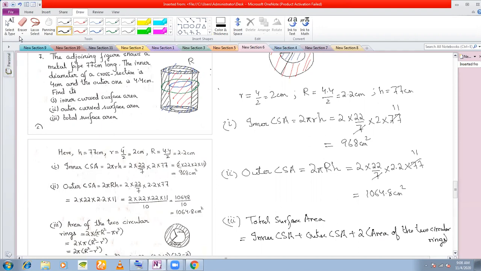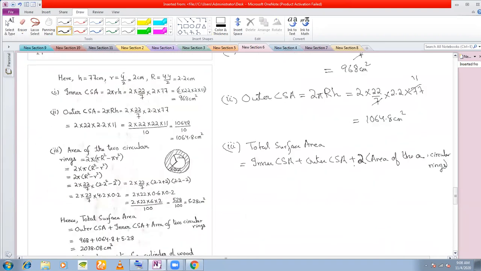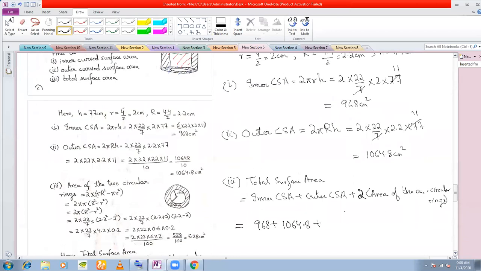Area of a circular ring, not two, because I have already written a 2 here. Okay, so the inner curved surface area we have calculated to be 968. The outer, we have calculated to be 1064.8. The only part that remains is the area of the circular ring.